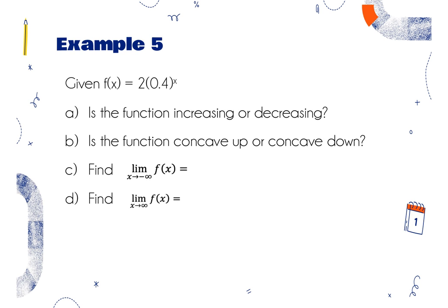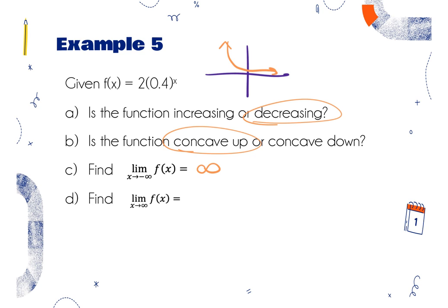All right, last one of these. 2 times 0.4 to the x. So what does this one have? Growth or decay? Decay. Always increasing or decreasing? Decreasing. Concave up or concave down? Up. As it goes to negative infinity? Positive infinity. As it goes to positive infinity? 0. Good job.